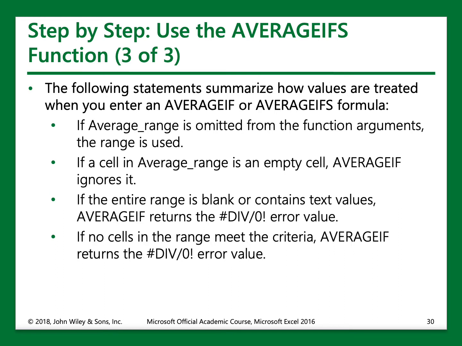Some general points. If average range is omitted in the function arguments, the range is used. If a cell in the average range is an empty cell, then AVERAGEIFS just ignores it. So it doesn't add a 0, it just ignores it. If there's text or other data in there that shouldn't be added up, then it will break as a function and return the #DIV/0! error. So if you get that showing in a cell, you know that you've got data in there that's being treated as text or not being looked at properly.